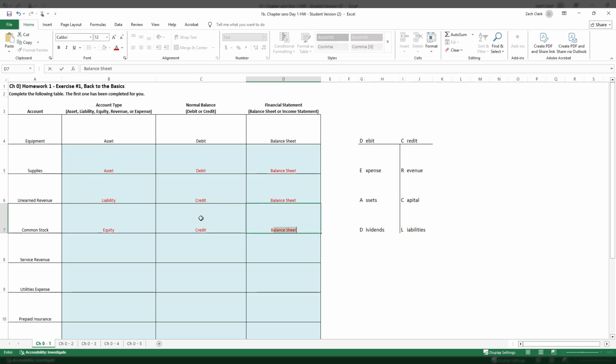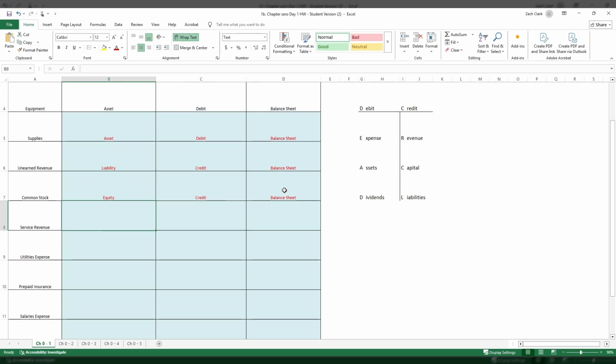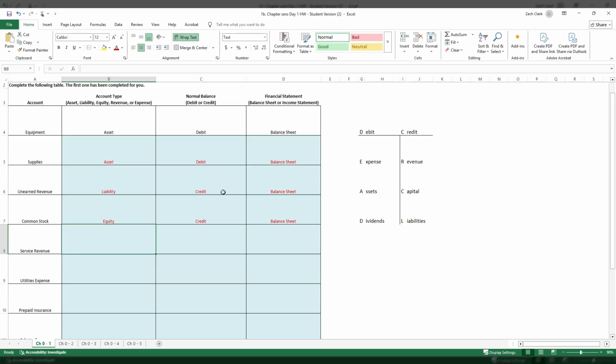Cool. And again, if it's not a revenue or expense, it's going to be on the balance sheet, right? And again, like I mentioned before, assets equal liabilities plus equity. Common stock is a component of equity, so we're going to include that. That will be found on the balance sheet.